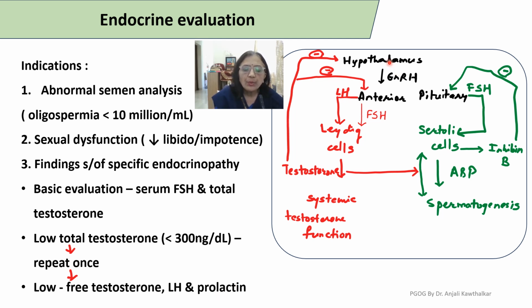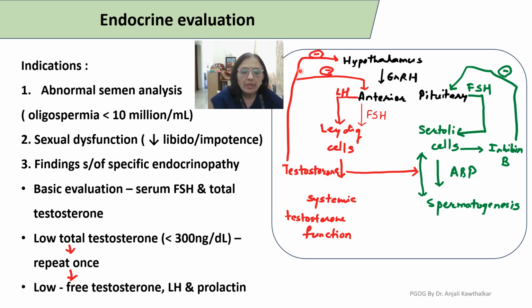Now here, the hypothalamus is secreting GnRH. Again, this is a revision: the anterior pituitary acts, and then under the influence of LH, testosterone is secreted by Leydig cells. Under the influence of FSH, inhibin B and ABP are secreted by Sertoli cells. This is androgen binding protein, and this is inhibin B. And with that, spermatogenesis takes place.